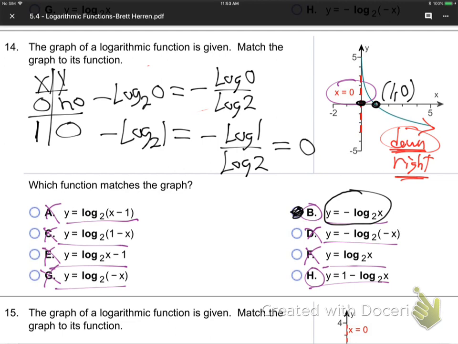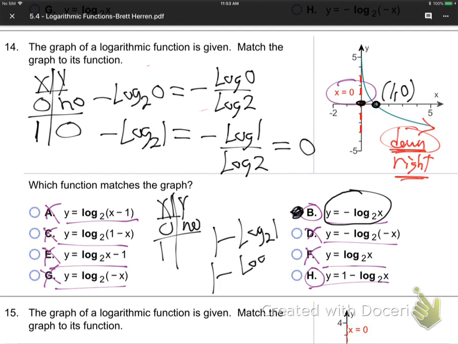If you tried H, if you plug that in, you'd get a point that doesn't work on the graph. You can do it real quick. If you tried H, if you did 0, you'd get no. That's all the same. If you did 1, you'd get 1 minus log base 2 of 1, and that would be 1 minus log 1, the top goes top, bottom goes bottom, and that'd be 1 minus 0, that'd be 1. You'd get 1, 1, which is not a true point on the graph. H is not right. Is that good?